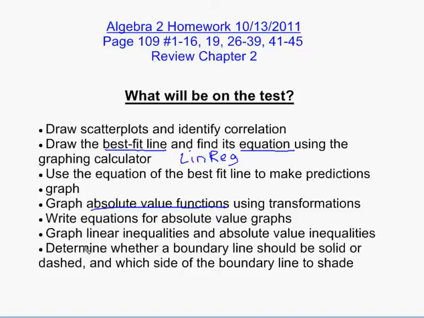And then this is what we just did right now. Graph linear inequalities and absolute value inequalities. What makes them inequalities? It's the less than or greater than. Determine whether the boundary line should be solid or dashed, and which side to shade. And we talked about that in this video.